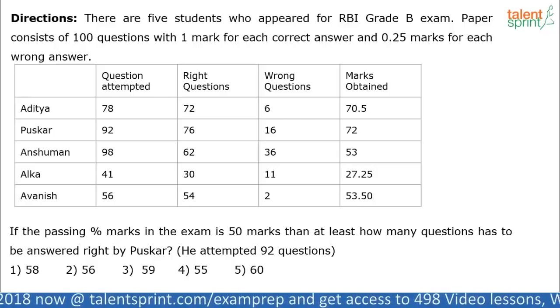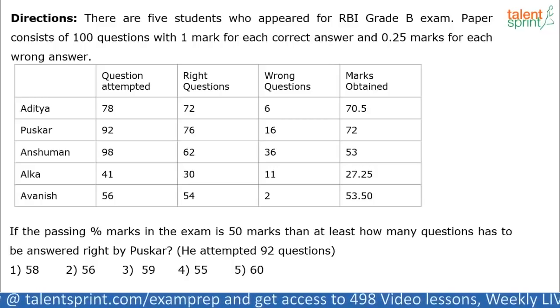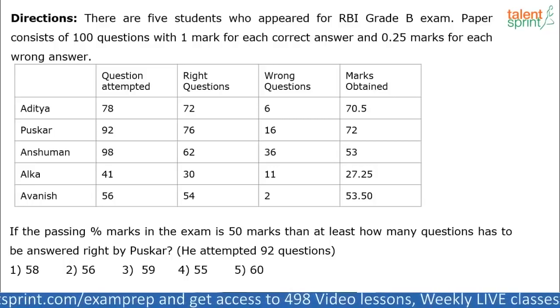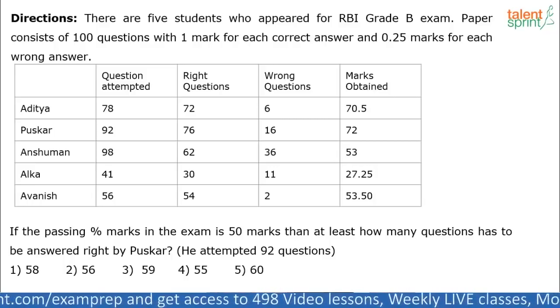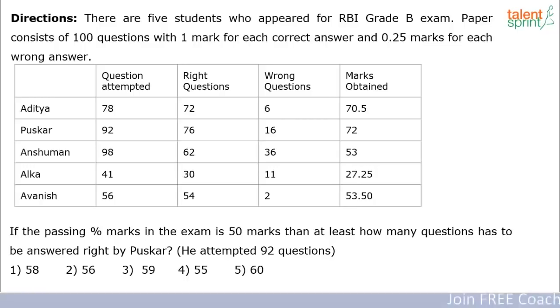Did you do verification using options? Then why are you getting different answers? If all of you have done verification using the options, why are you getting different answers? He says the marks to be obtained is 50. Then at least how many questions have to be answered right by Pushkar? Got it?